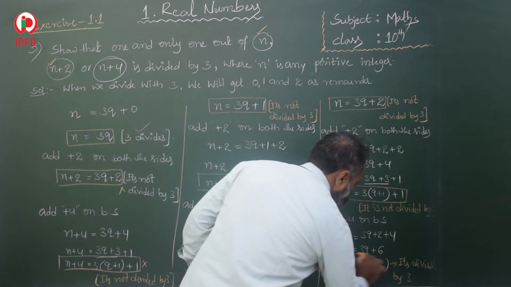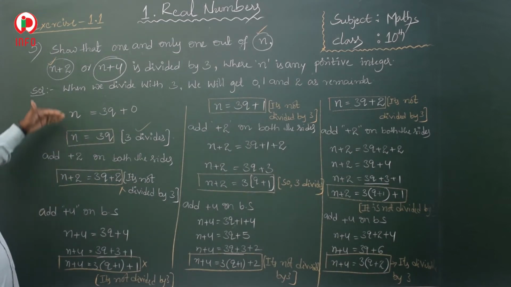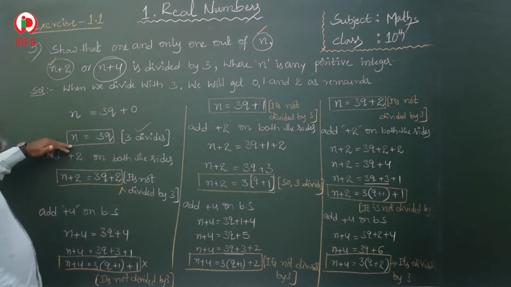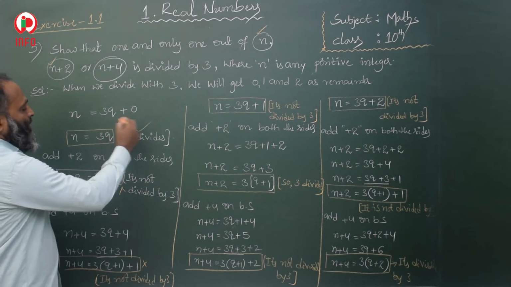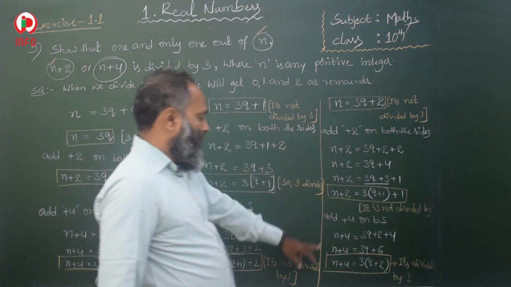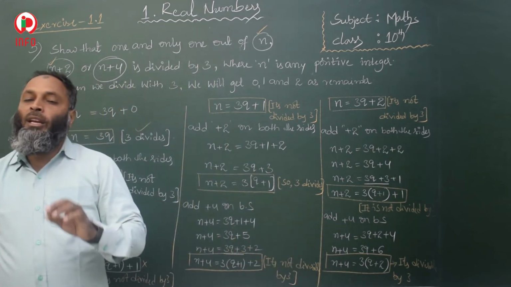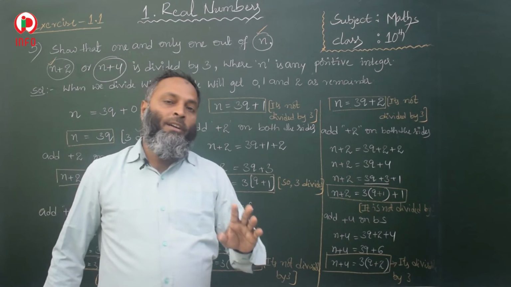So this is our third positive number. See here, in the 3 cases, in the first one n is equal to 3q divides. In the second one n plus 2 divides. In the third one n plus 4 divides. Any one number only is divided by 3.